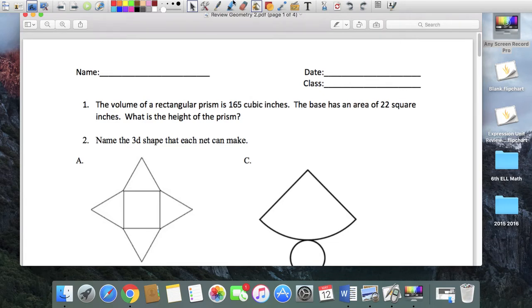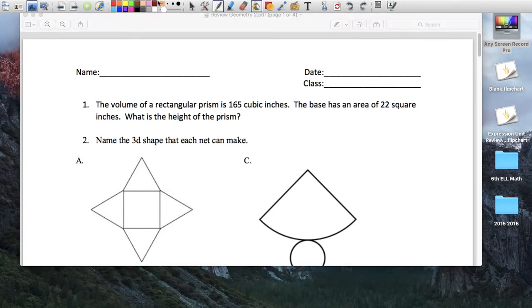Volume equals big B times H, and big B is the area of the base. In this case, it's a rectangular prism, so the area of the base of the rectangular prism is a rectangle. I know that the volume is 165, so I'm going to change this to 165. They tell me that the base area is 22, and I'm missing the height.